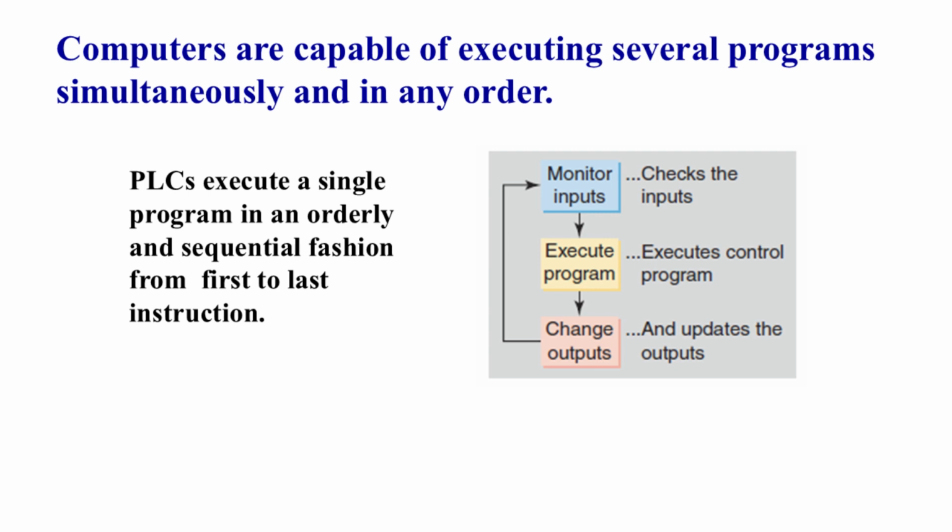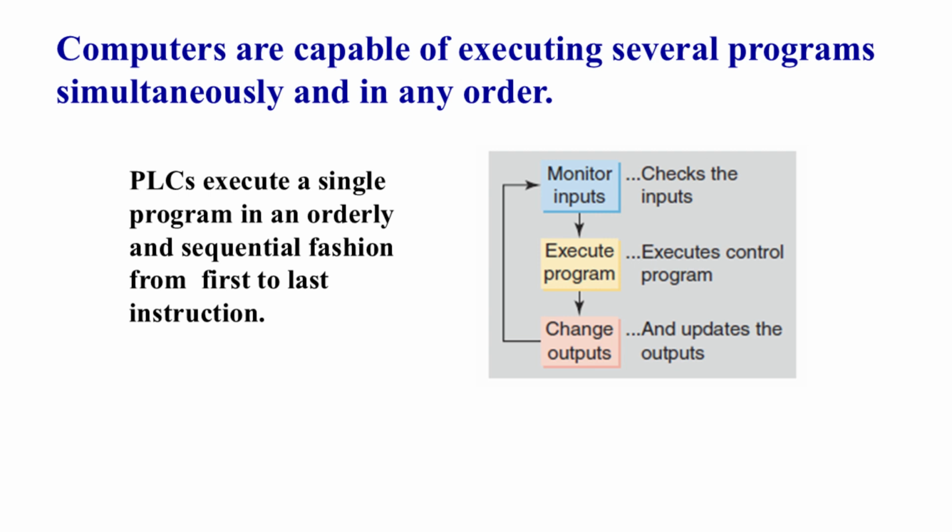Unlike personal computers, which are designed for multitasking, PLCs operate in a very different way. A PC can run multiple programs at the same time, for example, Word, Excel, and a web browser, and the operating system decides the order in which these programs are executed. This makes PCs very flexible, but the timing of execution is not always predictable.